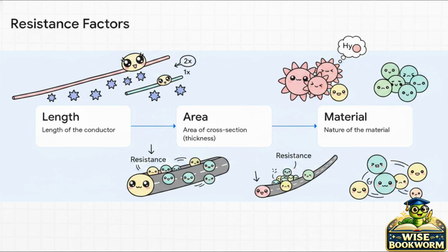Second, the area of cross-section, or basically the thickness. If you make a wire thicker, it's kind of like adding extra lanes to a busy highway. It offers a much easier path, so the resistance actually goes down. And third, the nature of the material itself. Different elements just simply have different internal atomic structures.